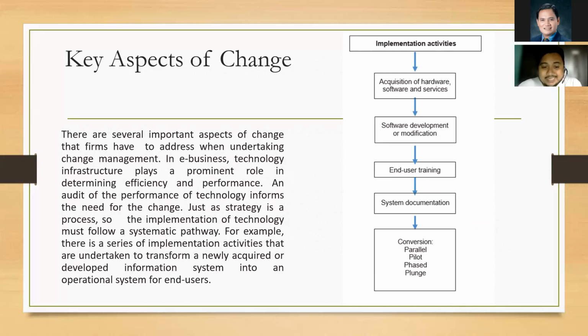For example, there is a series of implementation activities that are undertaken to transform a newly acquired or developed information system into an operational system for end users. As you see here on the diagram on the right side, from top to bottom, for implementation activities, first we have the acquisition of hardware, software, and services. Then we have software development or modification. After that, we have the end user training, followed by system documentation, which is very important. If, for example, there would be a transition or additional manpower that is not involved originally in the plan, there would be proper documentation for the system. And then last, we have the conversion, which is either parallel, pilot, phased, or planned implementation.